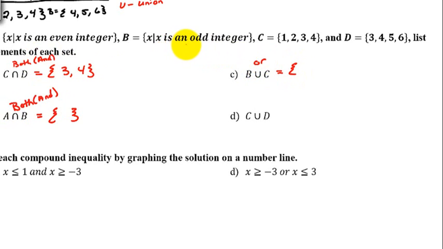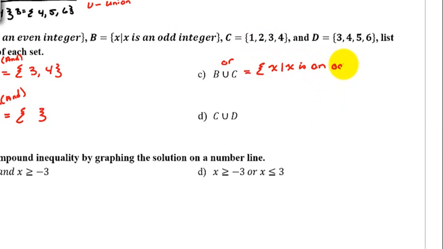So B is a set x such that x is an odd integer, and C is the set 1, 2, 3, 4. So as long as it's in one or the other, it's a part of this. So it's a set x such that x is an odd integer. And also, C has some numbers that are not odd integers, so we'll need to add those to our set. So 2 and 4 are also in this union.